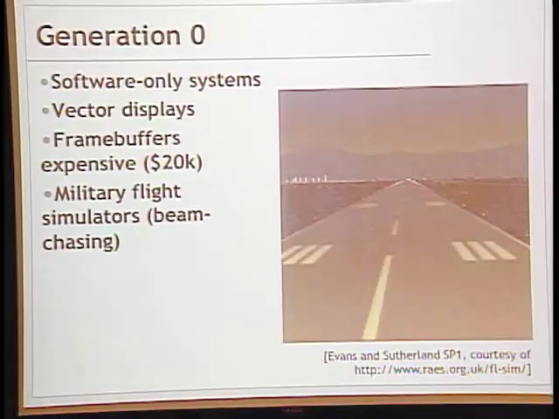So some of the cool things about these systems. First, they were done with software only. There really wasn't any graphics hardware, and that's why it's generation 0 instead of 1. One of the characteristics was that it was a vector display, not a raster display. And so let me sort of distinguish those things.